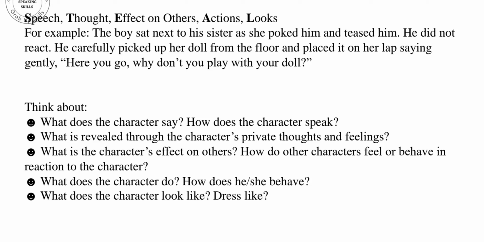What does the character do? The actions of the character are explained here, or how he or she behaves is also told here. A boy is a gentle boy and a girl is very rude and ruthless. What does the character look like, or how do they dress? Explaining, the boy was wearing a pink shirt with blue jeans, the girl was wearing a yellow frock, like that is being explained.